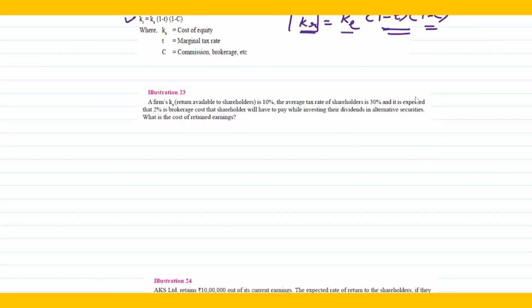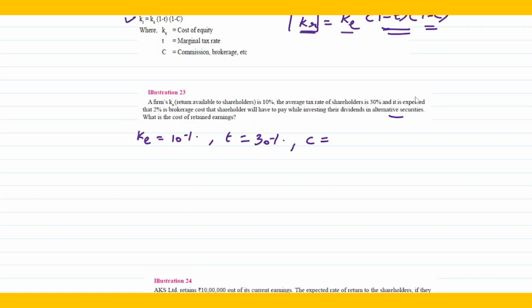Let's start with question number 23, or illustration 23 of your book. The question says a firm's KE, that is cost of equity capital, is 10%. So you are given KE as how much? 10%. It says the average tax rate of shareholders is 30%. So T, that is the tax rate, is given to you as 30%, and it is expected that 2% is the brokerage cost that shareholders will have to pay by investing their dividends in alternative securities. So that means even the cost is given to you.